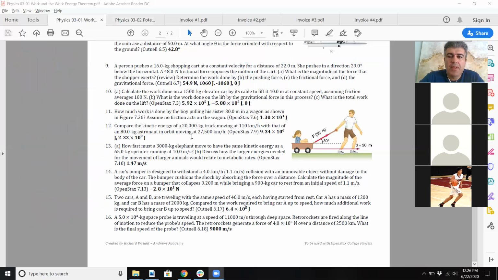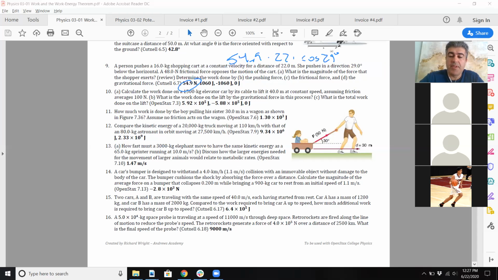Wait, how'd you get B again? Oh, 54.9. So your force that we got from part A, times your distance, which is 22. Oh, okay. Times cosine 29 degrees. I was doing 25 for some reason. I don't know why I'm doing that. And then C is just going to be the opposite because it's going against the pushing force. So it's going the other direction.